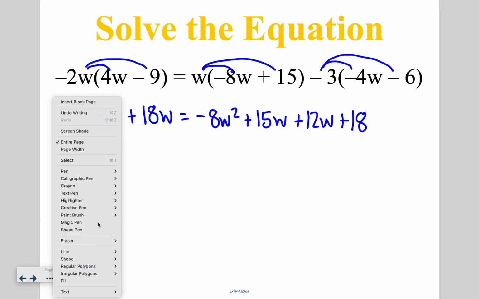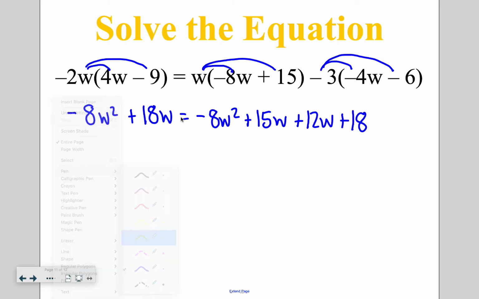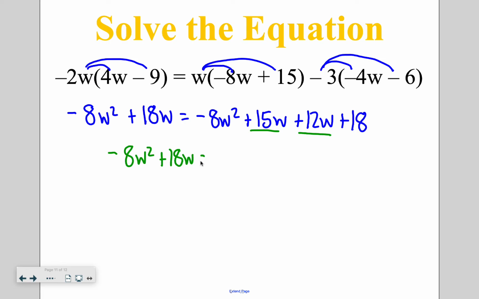Then you want to look and do your simplifying step. On the left side of the equation, w squared and w cannot combine because those exponents don't match. On the right side, we've got 15w and 12w. So negative 8w squared plus 18w is equal to negative 8w squared. 15 plus 12 is going to give you plus 27w, and then plus 18.